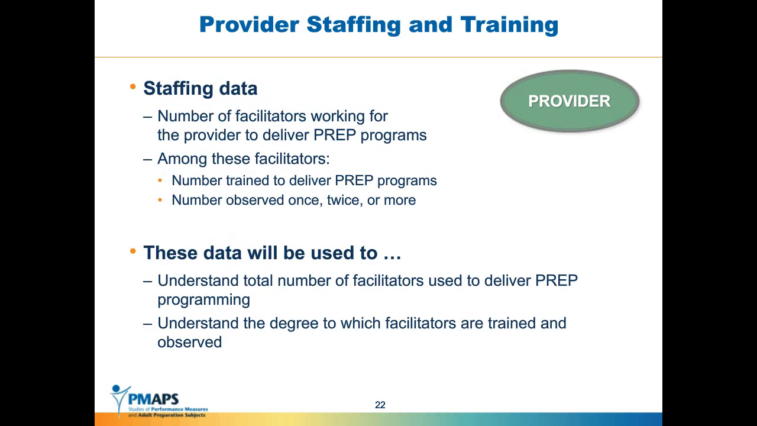Measures of provider staffing and training consist of the total number of PREP facilitators who worked for a provider to deliver PREP programming to youth, and among these facilitators, the number that were trained and observed. For measures related to training, you will first report the total number of PREP facilitators who have been trained to deliver the program. You will also report on how many of those facilitators were observed once or twice or more.